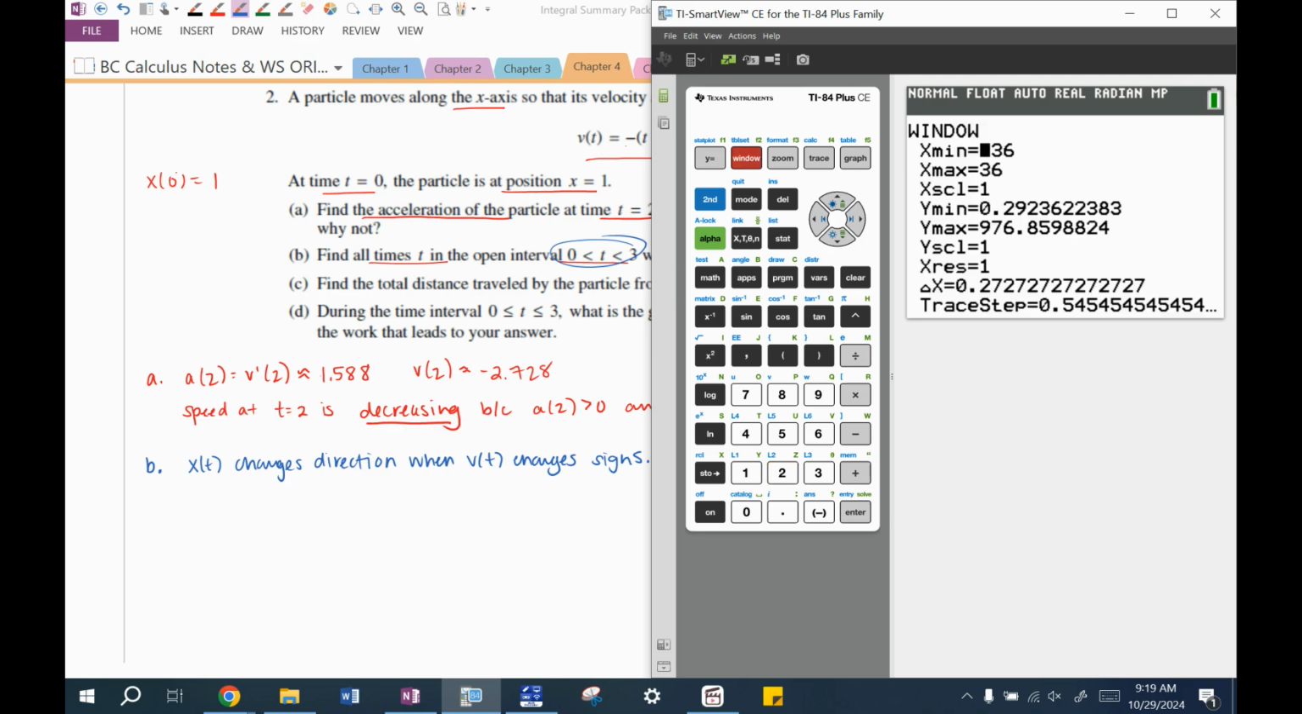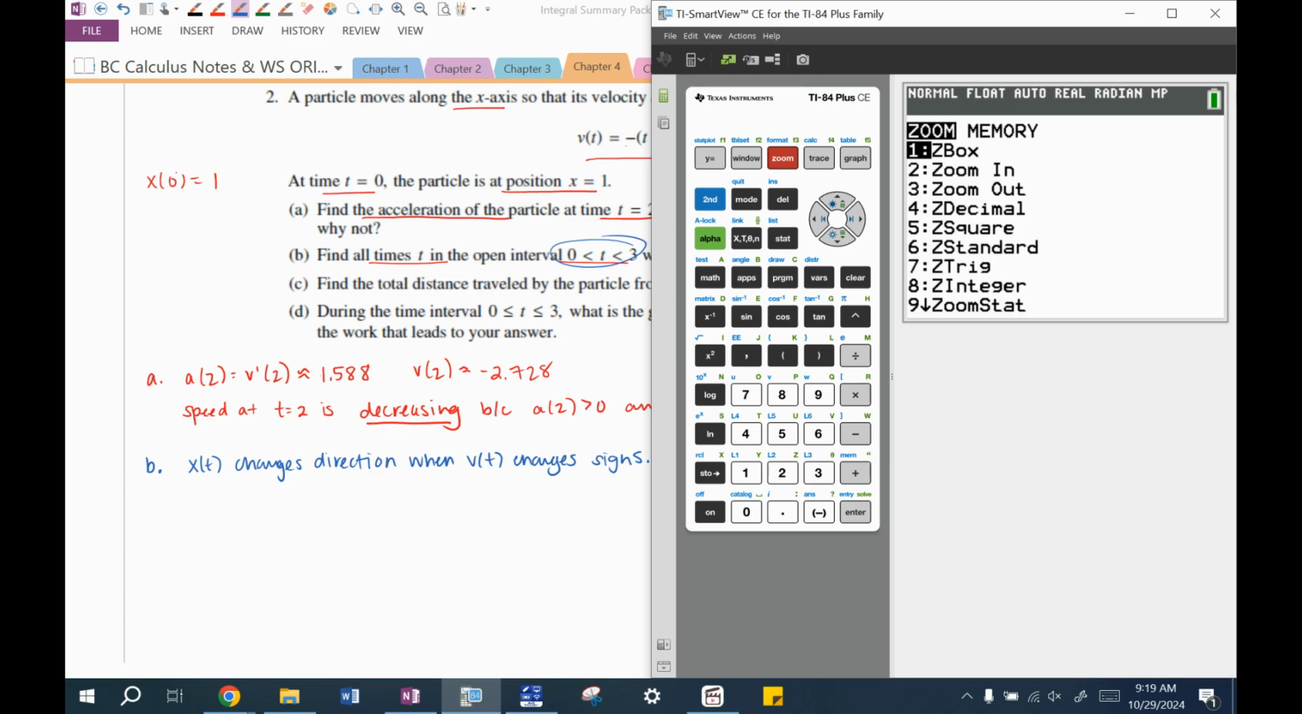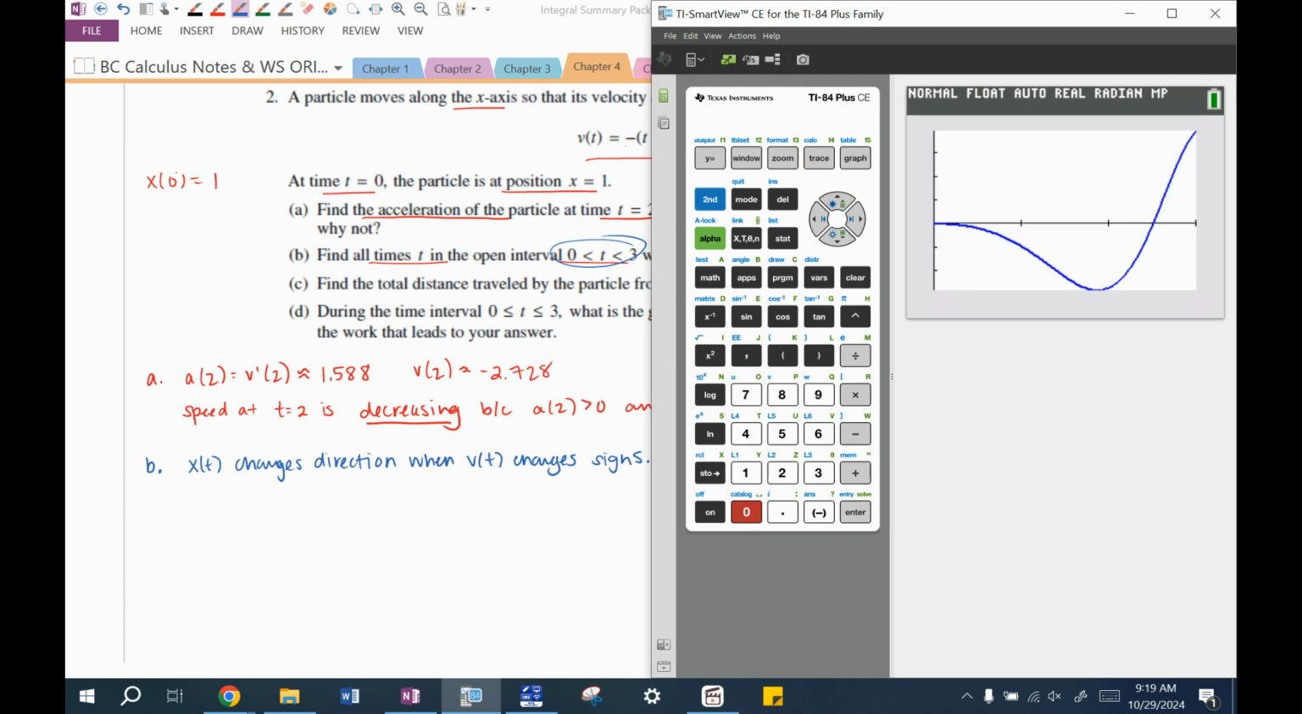I want to change the window 0 to 3, and then I want to zoom fit. So zoom, option 0 is zoom fit. It looks like the velocity is negative until it hits this point and then changes to positive. So we need to find what that is.